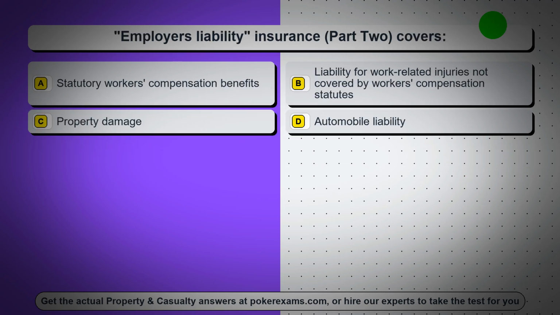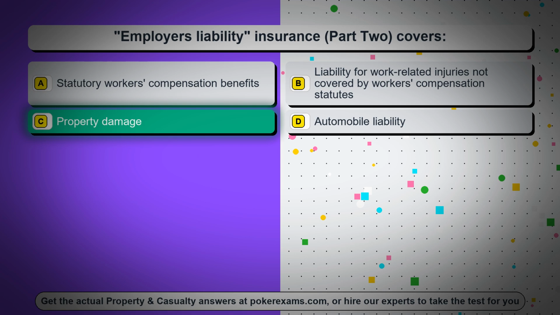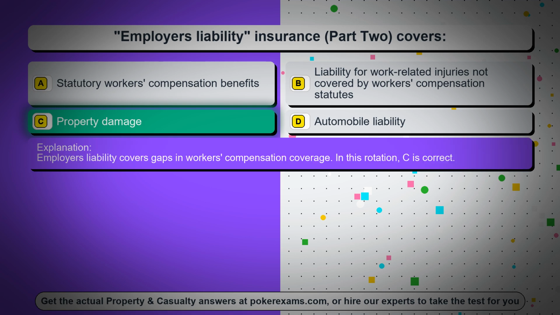Question 5. Employer's liability insurance, Part 2, covers, option A, statutory workers' compensation benefits. Option B, liability for work-related injuries not covered by workers' compensation statutes. Option C, property damage. Option D, automobile liability. The correct answer is option C, property damage. Employer's liability covers gaps in workers' compensation coverage. In this rotation, C is correct.